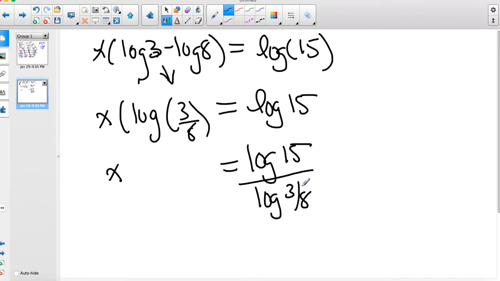I'm very happy with an answer like this. I don't need you to go further. If you really want to take it a step further, I think it's something like negative 2.76, but this is what we're looking for. If you can do this without a calculator, that's the best thing. All right, moving on to the next number.